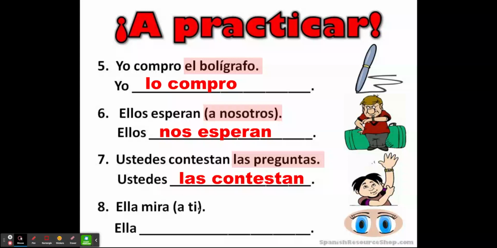Ella mira a ti. Whom does she look at? A ti. Now you're going to replace a ti with te. Te mira. Notice that when you have that personal a connecting the verb, a nosotros, a ti, a mí, a ella, a él, you replace the whole phrase, the whole a nosotros, a ella, with that direct object pronoun.